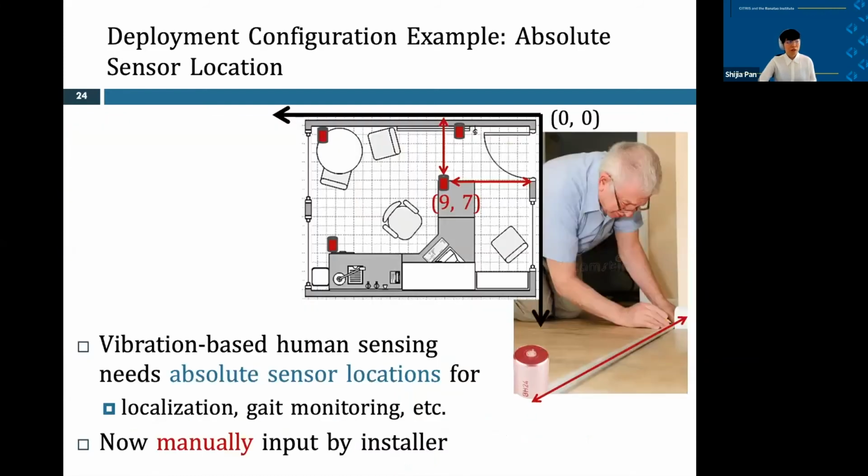Especially for applications that require the sensor's absolute location in the room, for example multilateration-based localization, gait parameter measurement, gait balance monitoring, the system needs to know the sensor's absolute location. And manually inputting this information is just impractical for an end user and difficult to scale if we only rely on our hardworking PhD students.